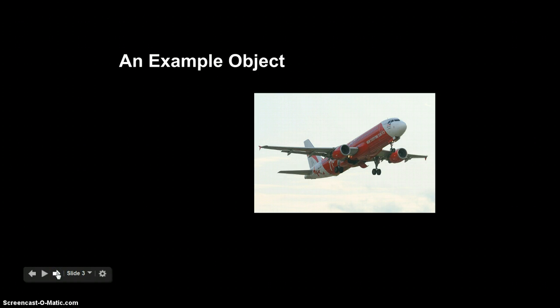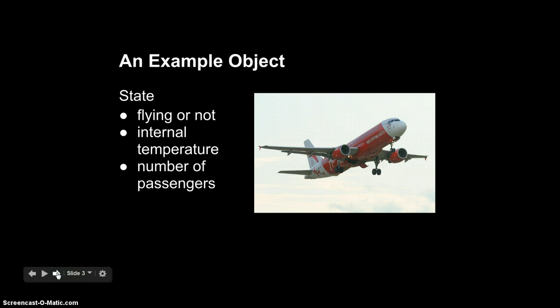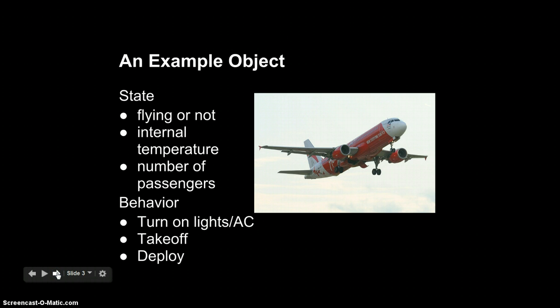Here's an airplane. Well, what kind of state might it have? What information does it store about itself? Well, at a given time, an airplane may be flying or not. It may have a certain internal temperature, a number of passengers it's carrying. What about behavior? Well, you can turn on the lights and air conditioner inside the cabin. It can take off, and you can deploy landing gear. So, this complicated airplane, we can model in our code as an object with state and behavior, two crucial things. Alright, so how are we going to make objects in code?